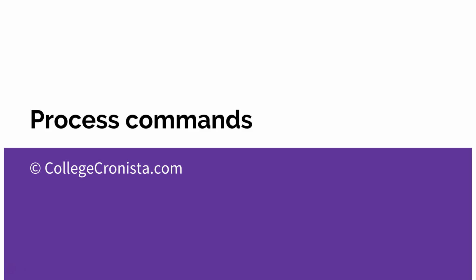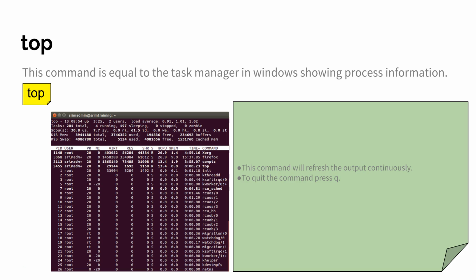The next set of commands are process commands. The top command is equivalent to the task manager in Windows, showing process information. As you can see, the first column shows the process ID, the second is the user who is executing the process, the third is the priority, I guess, and the fourth is the nice factor, and then the memory size and other things.